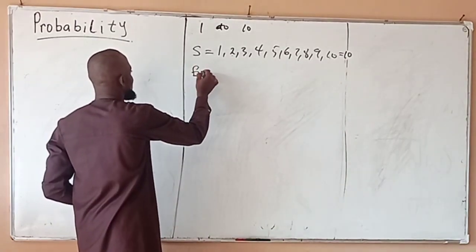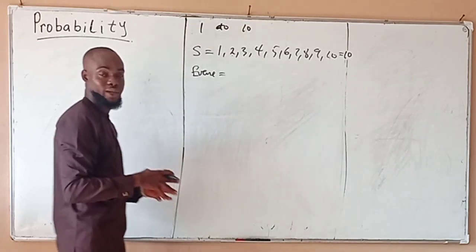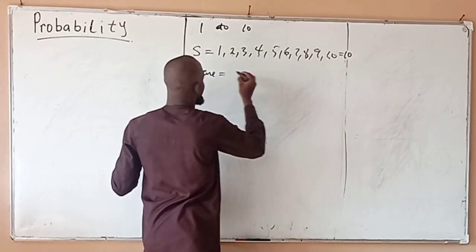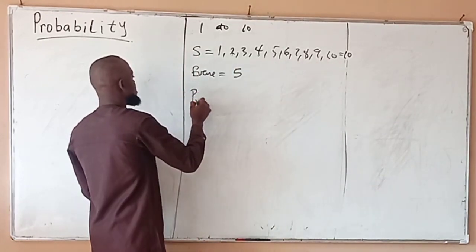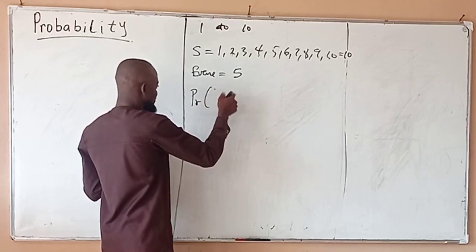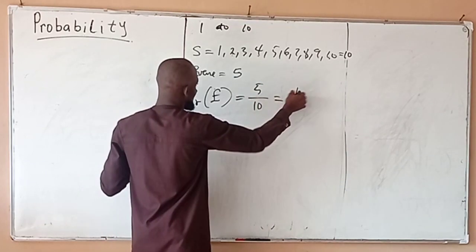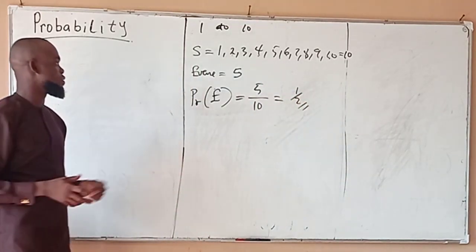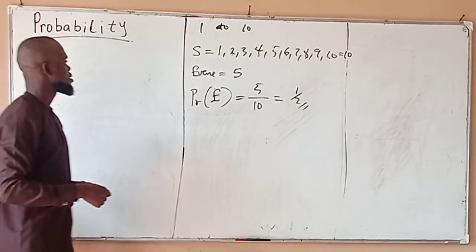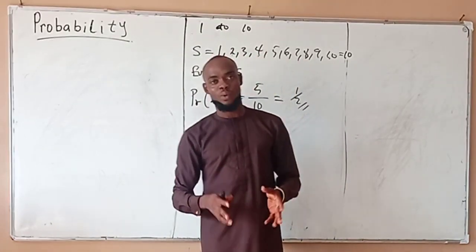Now, what about the even numbers? Even numbers are numbers that 2 can divide exactly. We have 1, 2, 3, 4, 5. We have 5 even numbers here. The probability of having an even number will now be the event, which is 5, over the sample space, which is 10, and that equals 1 over 2. So that's the probability of having an even number from 1 to 10, both inclusive.